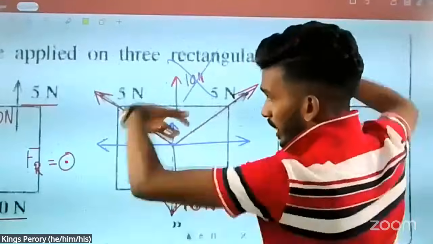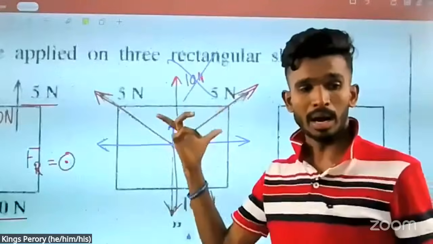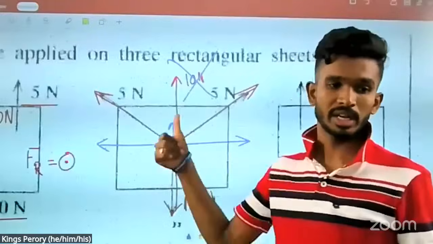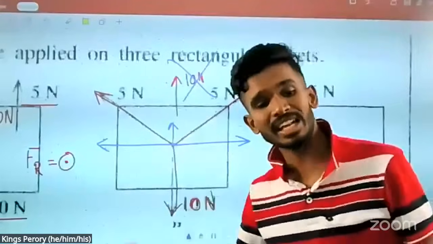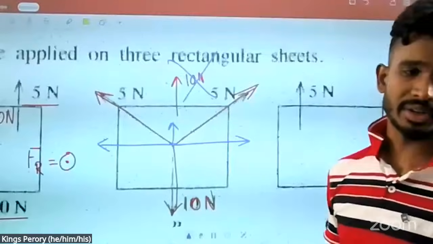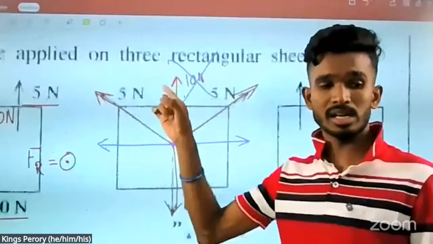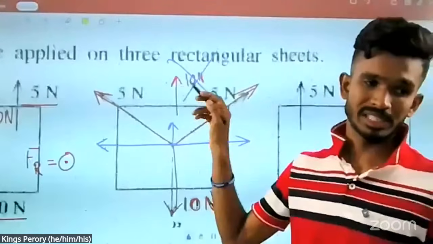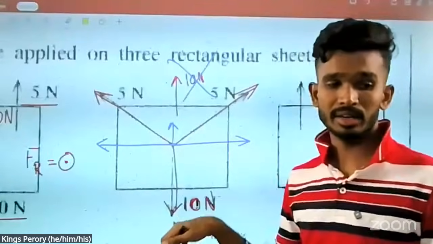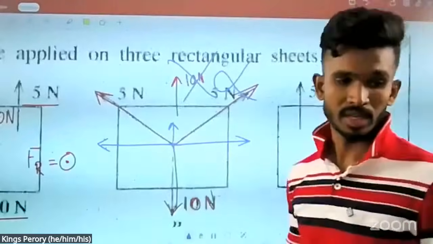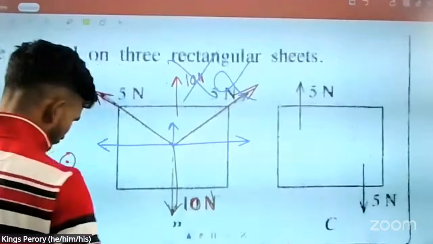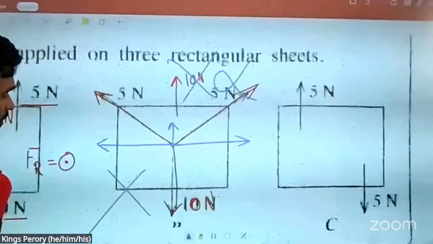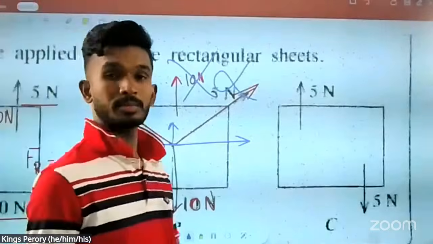So that 10 will get divided. A part of the 10 goes in the opposite direction, and the remaining comes in the upward direction. So the upward force is guaranteed to be less than 10 Newton. If the upward force is less than 10 Newton, can it balance the downward 10? No, it can't balance. If it can't balance, is this at equilibrium or not? Not at equilibrium.